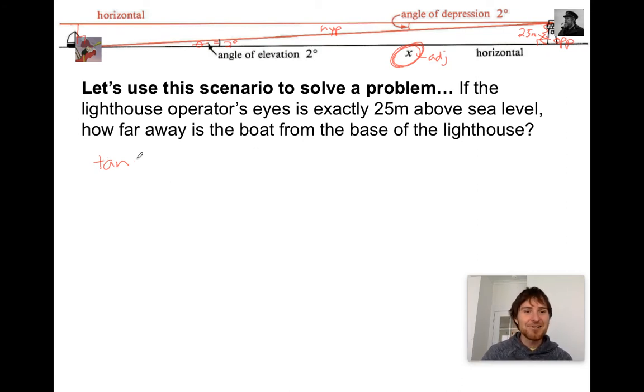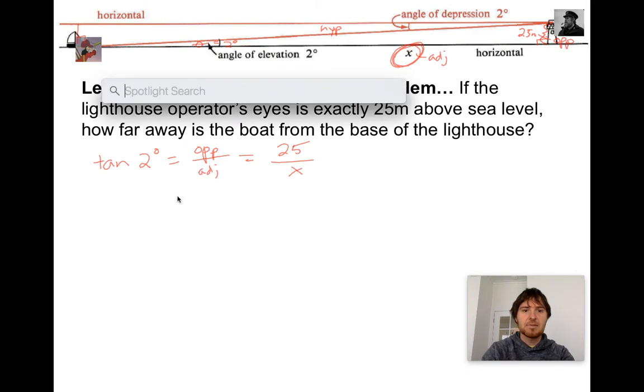All right, anyways, check it out here. Tangent of 2 degrees would equal the opposite over adjacent ratio here, so we've got 25 meters over x. I think you should all be able to solve a problem like this. Tangent of 2 degrees, let me pull up my trusty calculator.